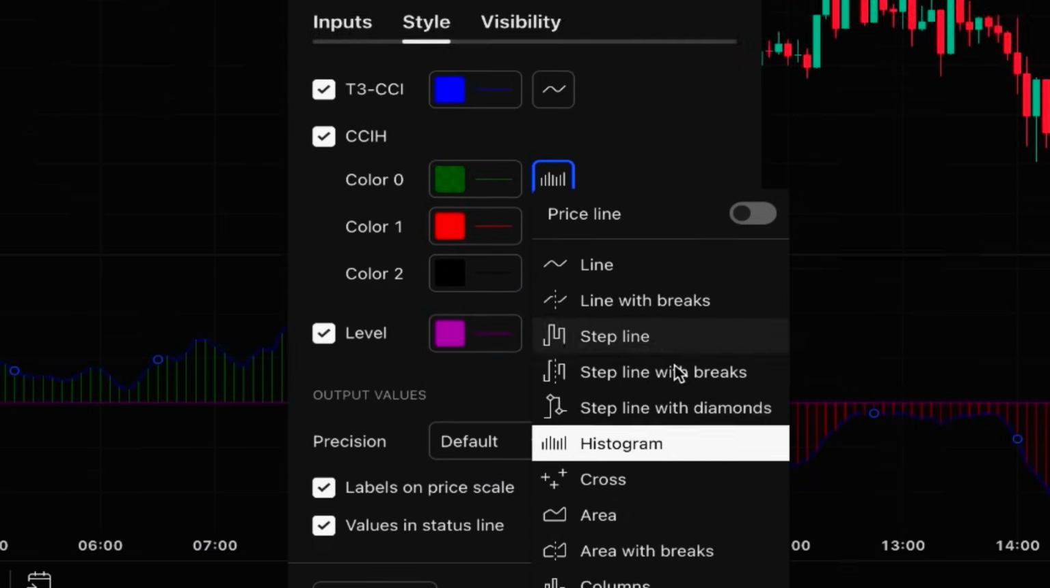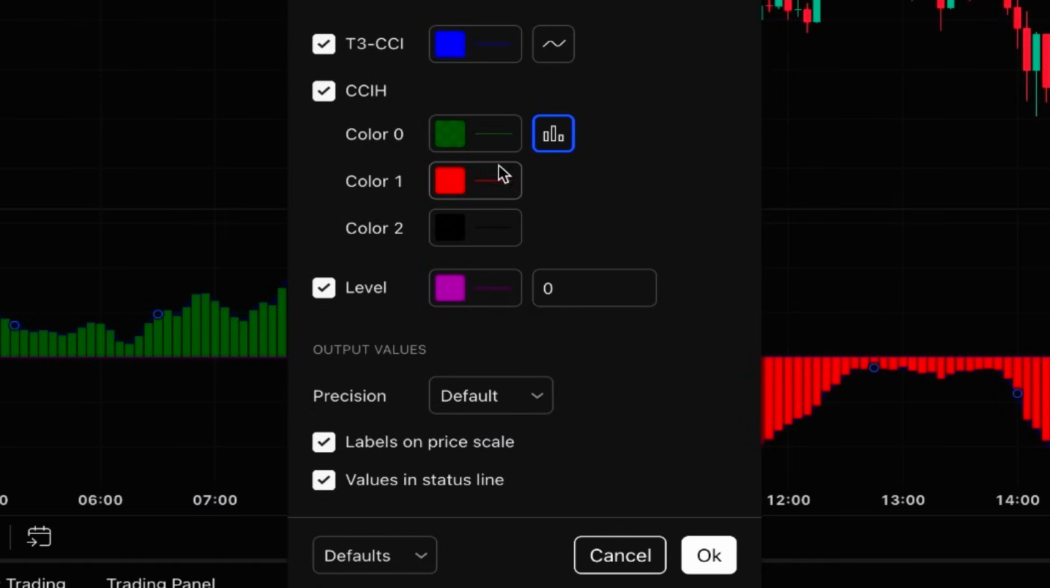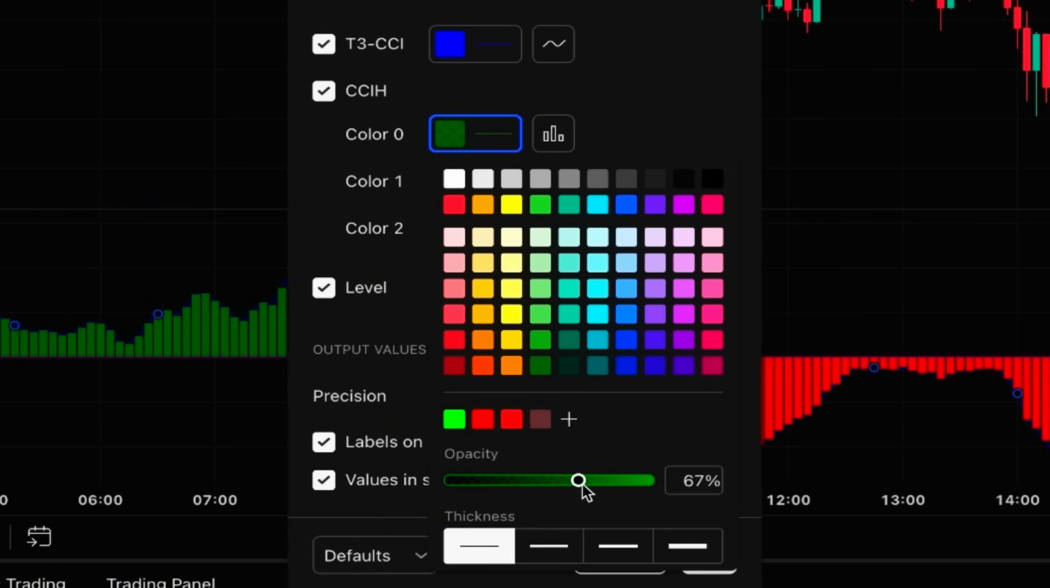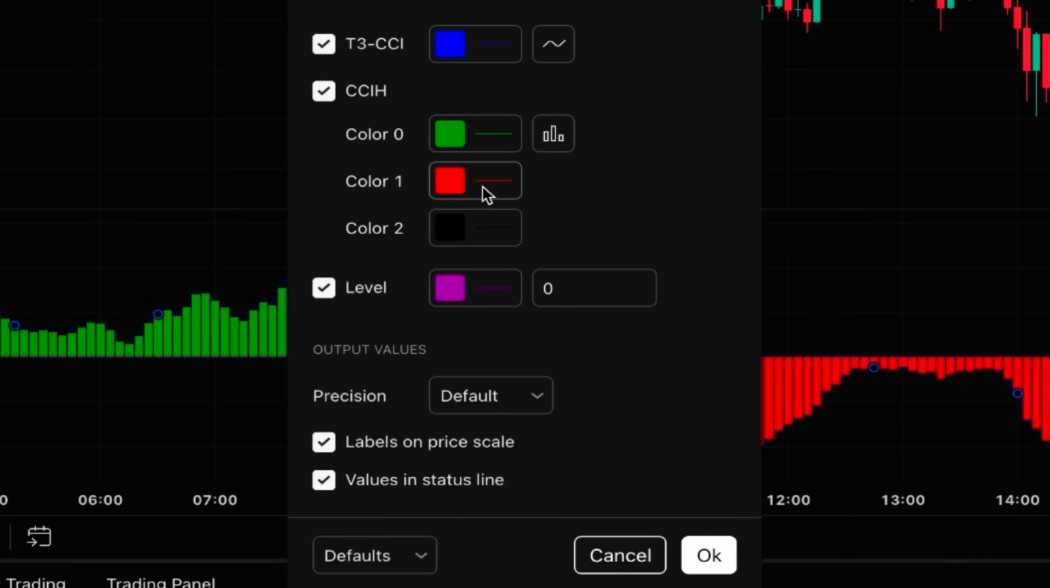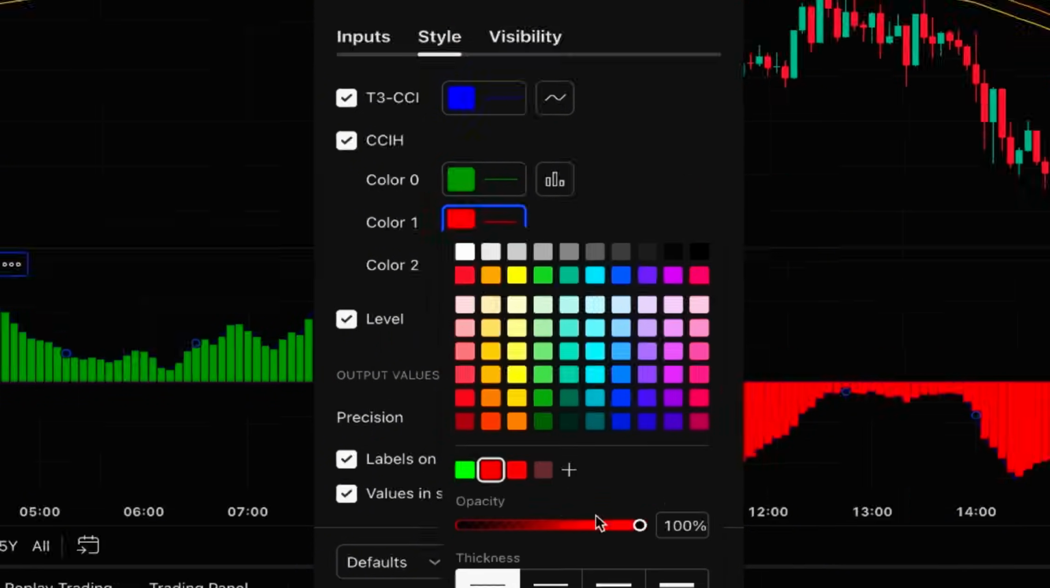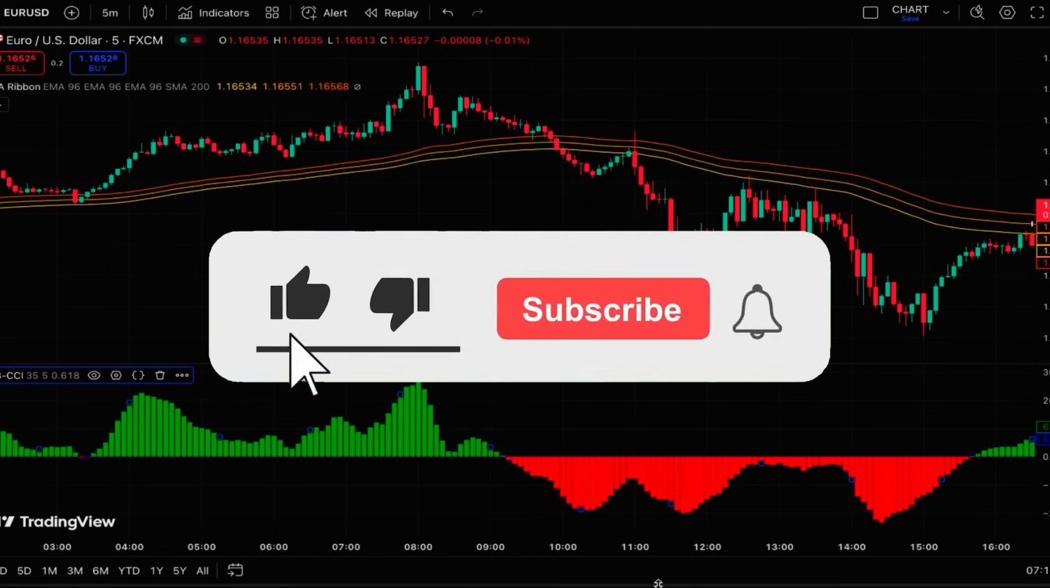and then here in the style tab we change the appearance of histogram to columns, and here for the colors we increase the opacity so the histogram will be better visible on our price chart. Alright, everything is already set on the chart, and let's see how we trade based on this trading strategy.